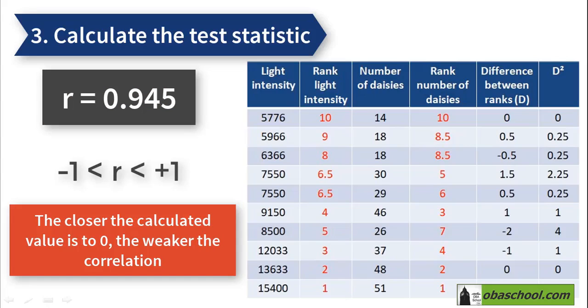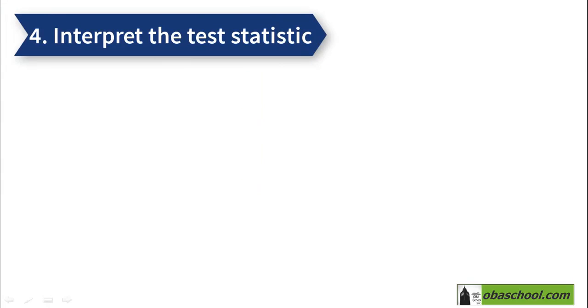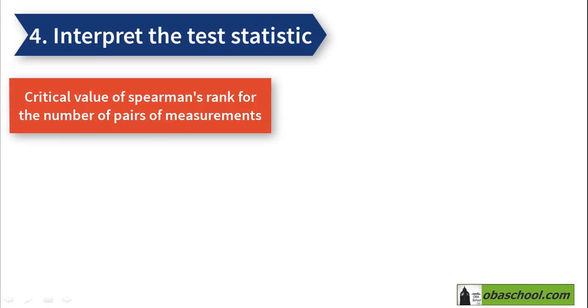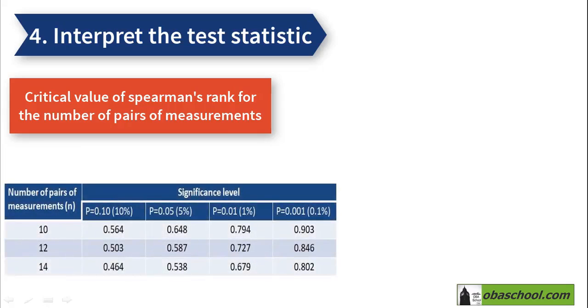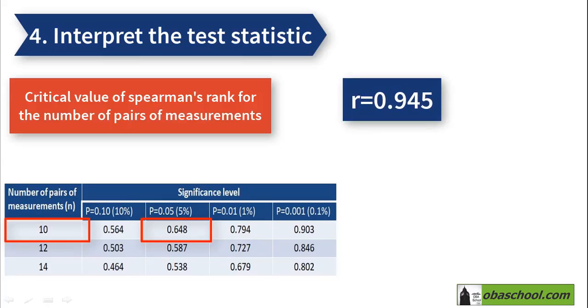Now, on its own, this value has no meaning. That's why we need step 4. Interpret the test statistic. To do so, we need to look up the critical value of Spearman's rank for the number of pairs of measurements in a table of probability. In our experiment, the number of pairs of measurements was 10, so the critical value for R at p equals 0.05 is 0.648.